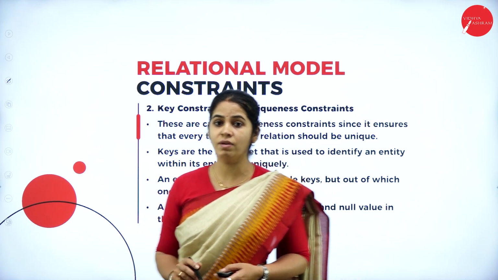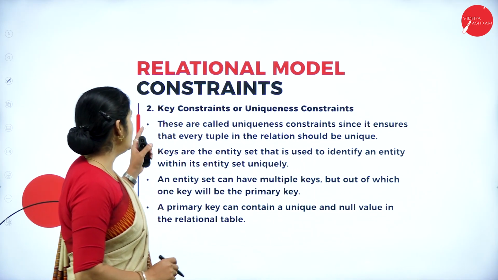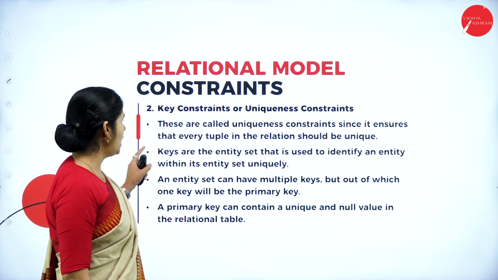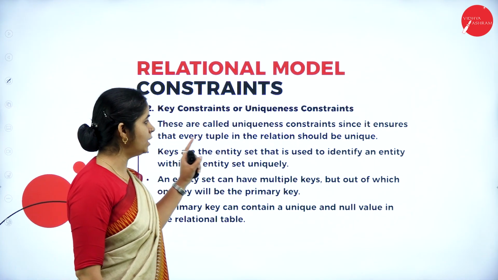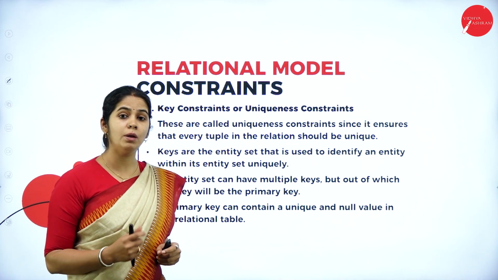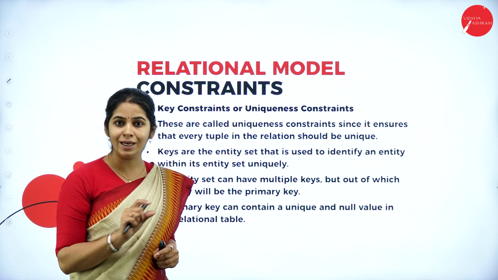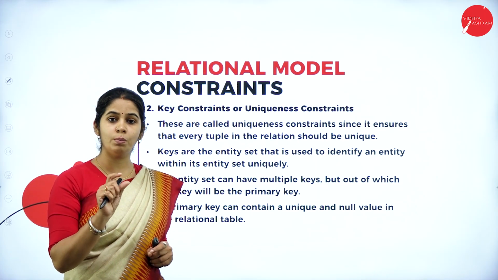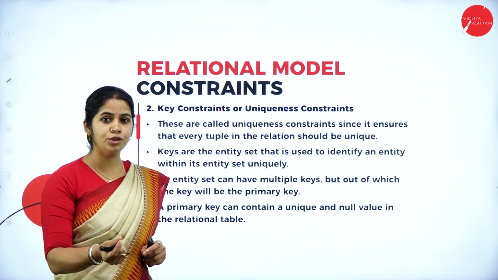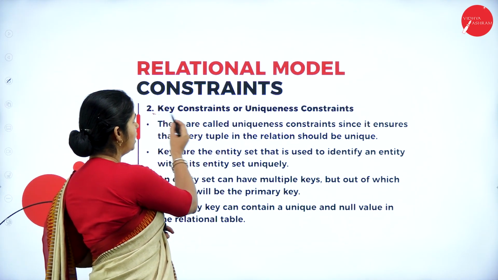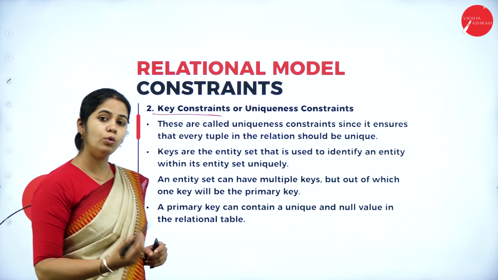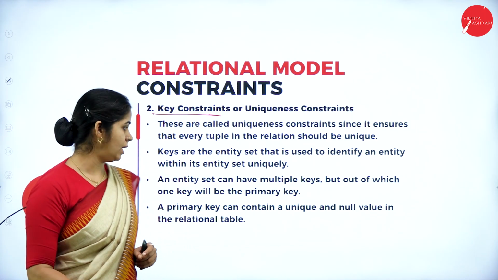Okay, next what we have is key constraint. Key constraints are uniqueness constraints, since they ensure that every tuple in the relation should be unique. Every tuple means what? Rows in the table. So every row should be different from one another. Who is going to ensure that? The key constraint or the uniqueness constraint is going to ensure it. How are we doing that? By using the primary key.